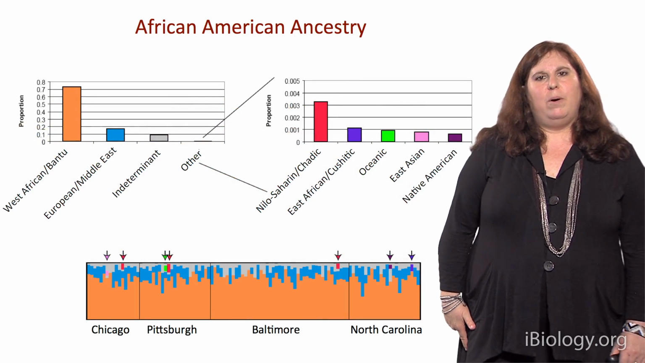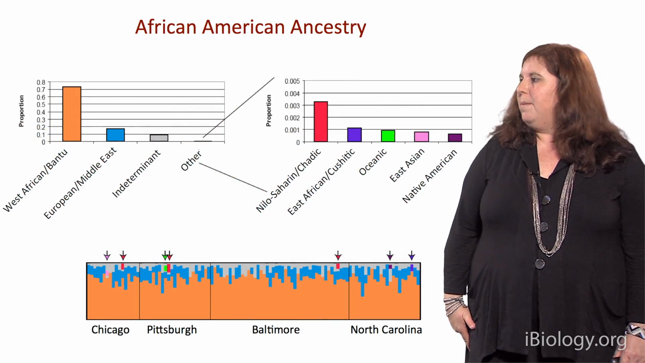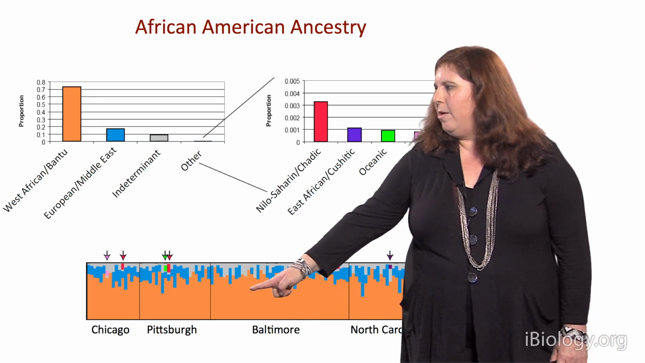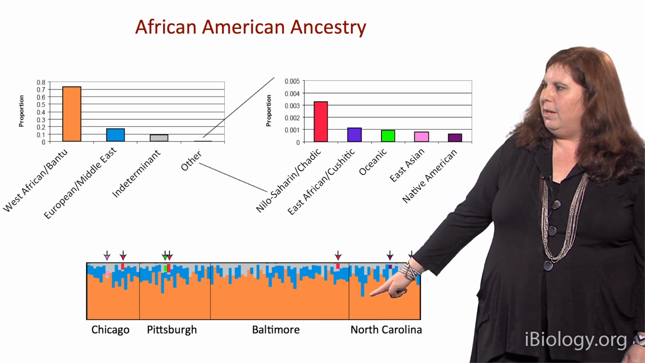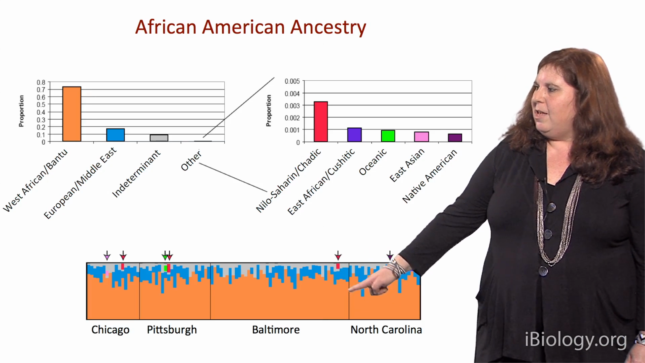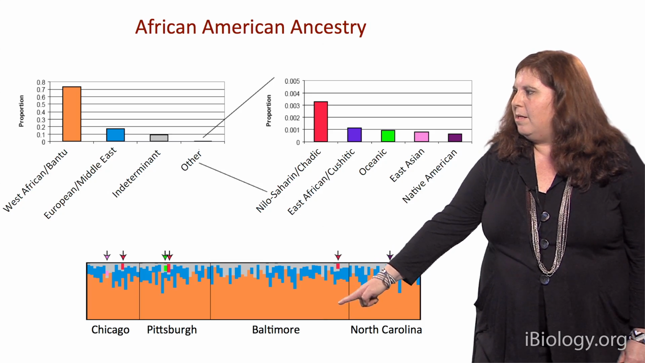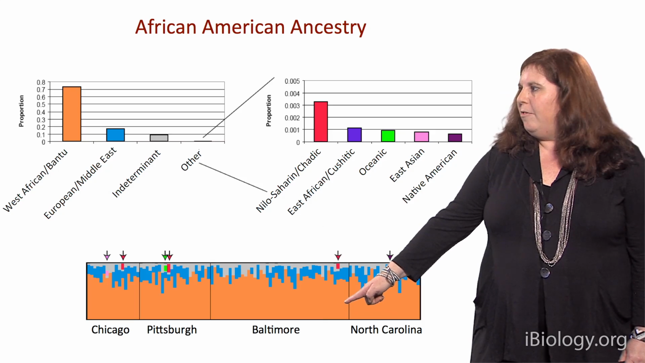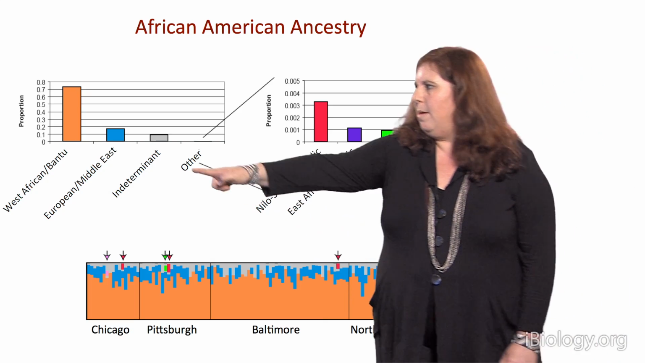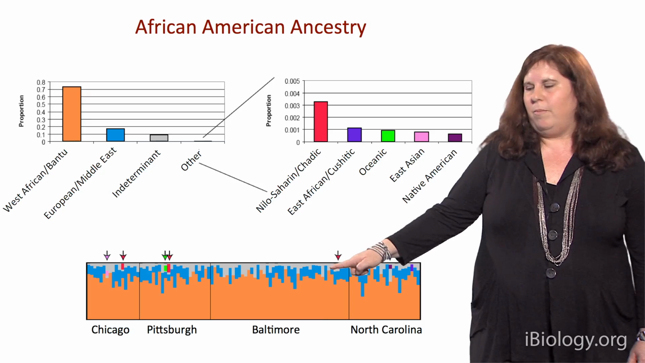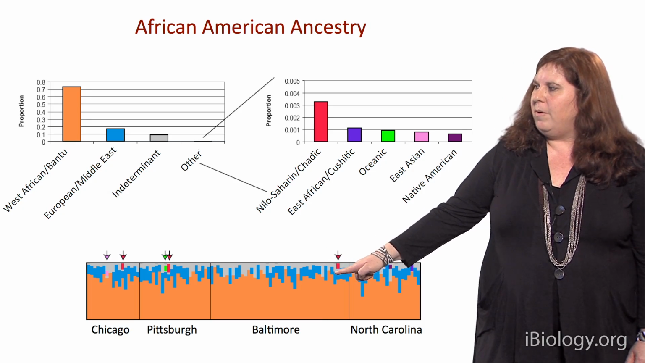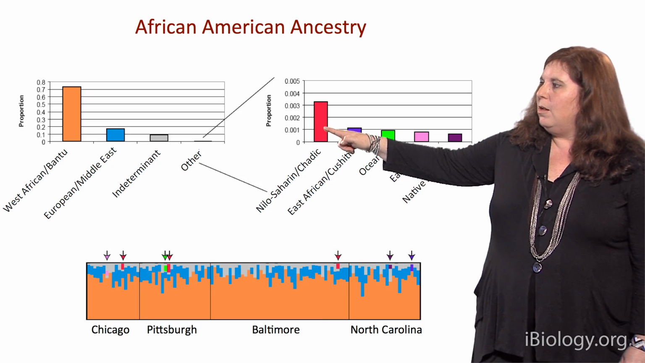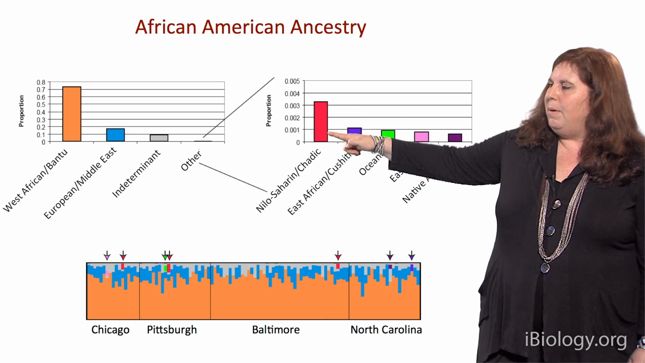So next I want to talk about what we found in terms of African American ancestry. We looked at African Americans originating from 4 regions in the US: Chicago, Pittsburgh, Baltimore, and North Carolina. Now, not surprisingly, you can see that the majority of ancestry is this Western Niger-Kordofanian ancestry shown in orange. The other major component of their ancestry, which is summarized here, is European ancestry, which ranges from about 0 to greater than 50%.